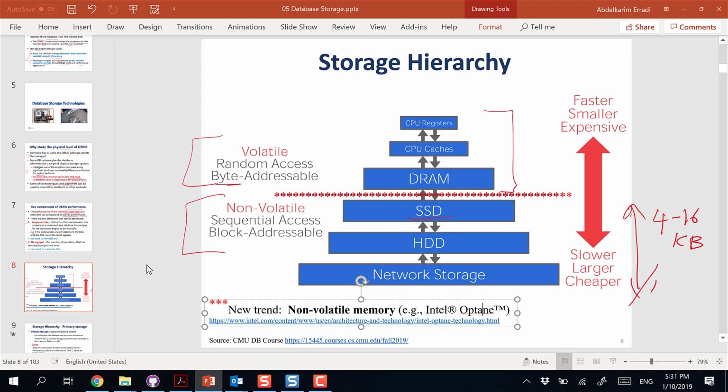So to summarize, as far as we are concerned in terms of database design and storage engine design, we just need to distinguish between memory, which is fast and volatile, and disk, which is slower and non-volatile. That's the main message here.